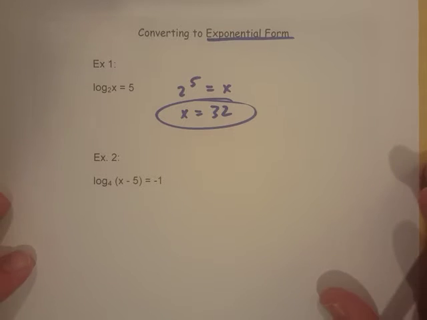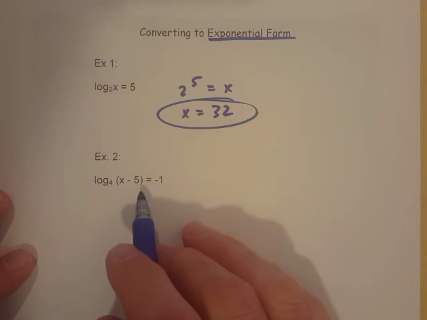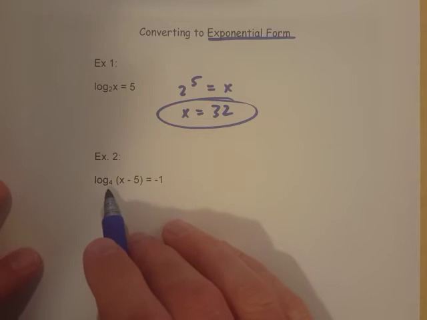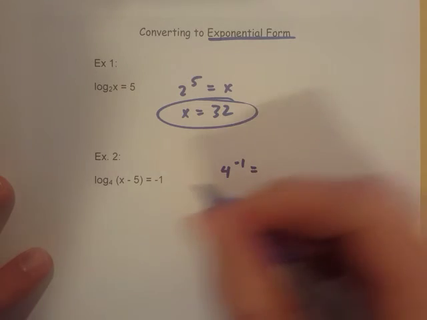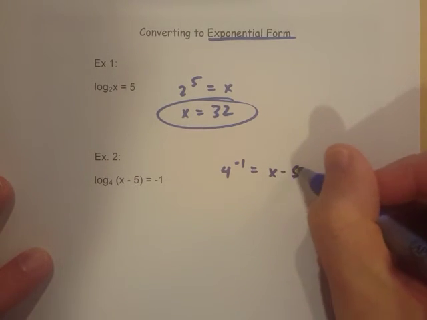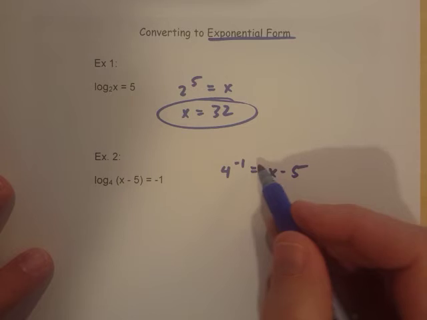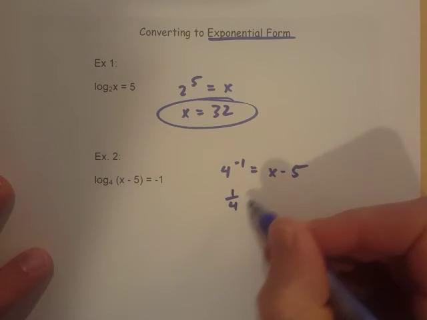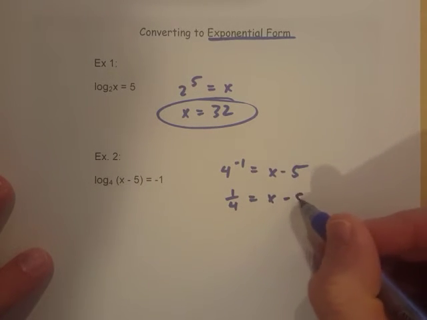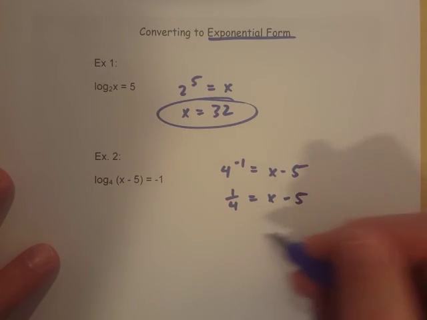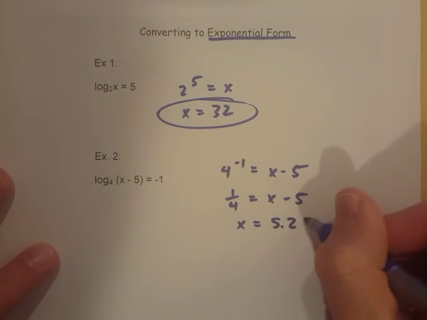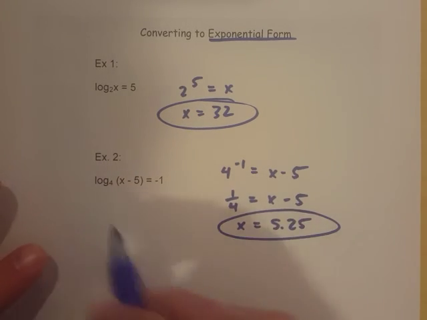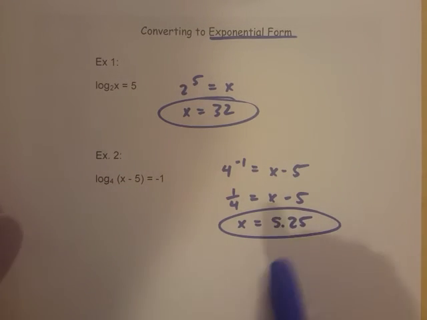The next one is very similar, except it looks a little bit more complicated. Now this one has a base of 4 and an exponent of -1, so we'll start with that. And then the result is x minus 5. 4 to the -1 is the same thing as 1/4. And so we could add 5 to both sides and just use a decimal in this case in the end. So x is going to be 5.25. Again, good idea to plug it in and check it, but in this one, it actually does work.